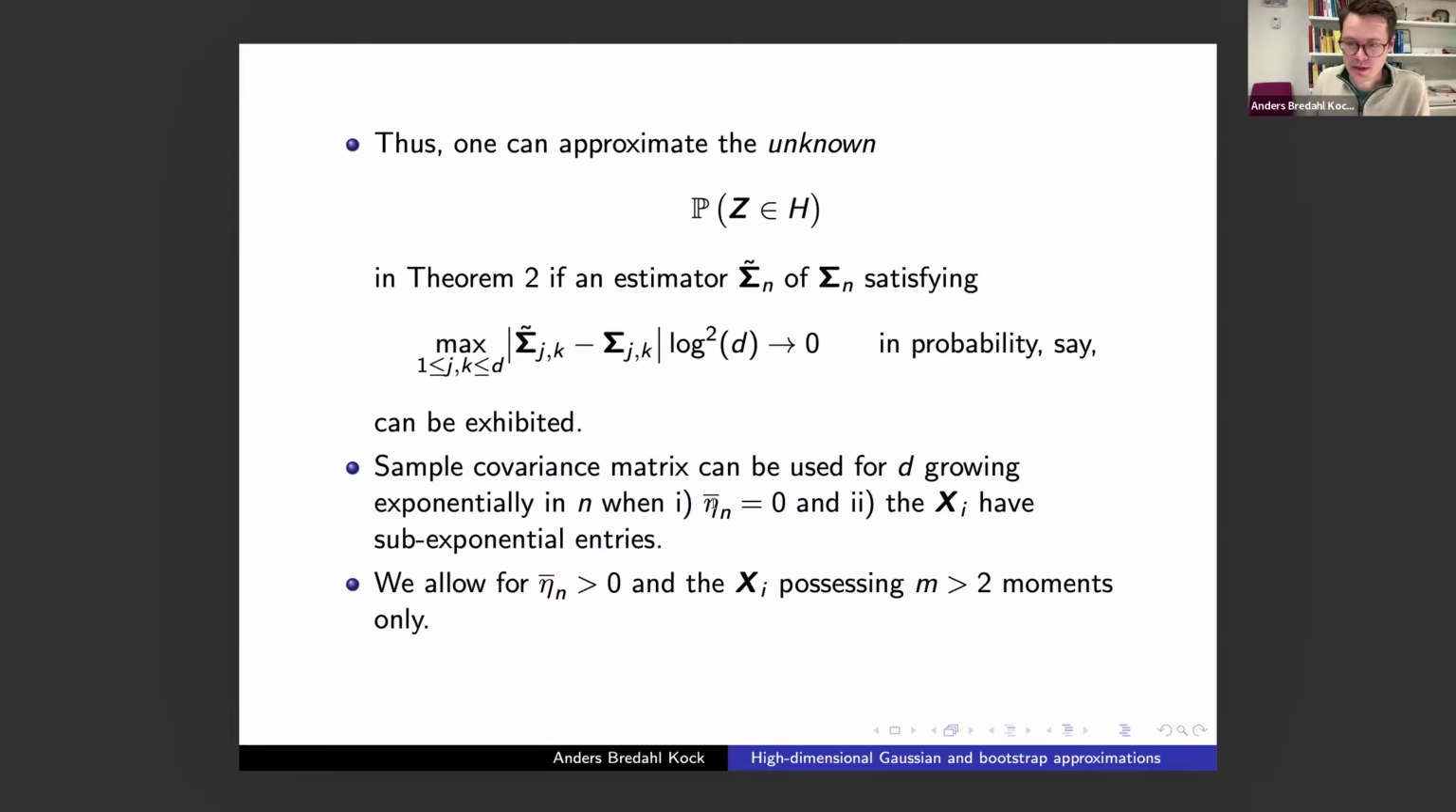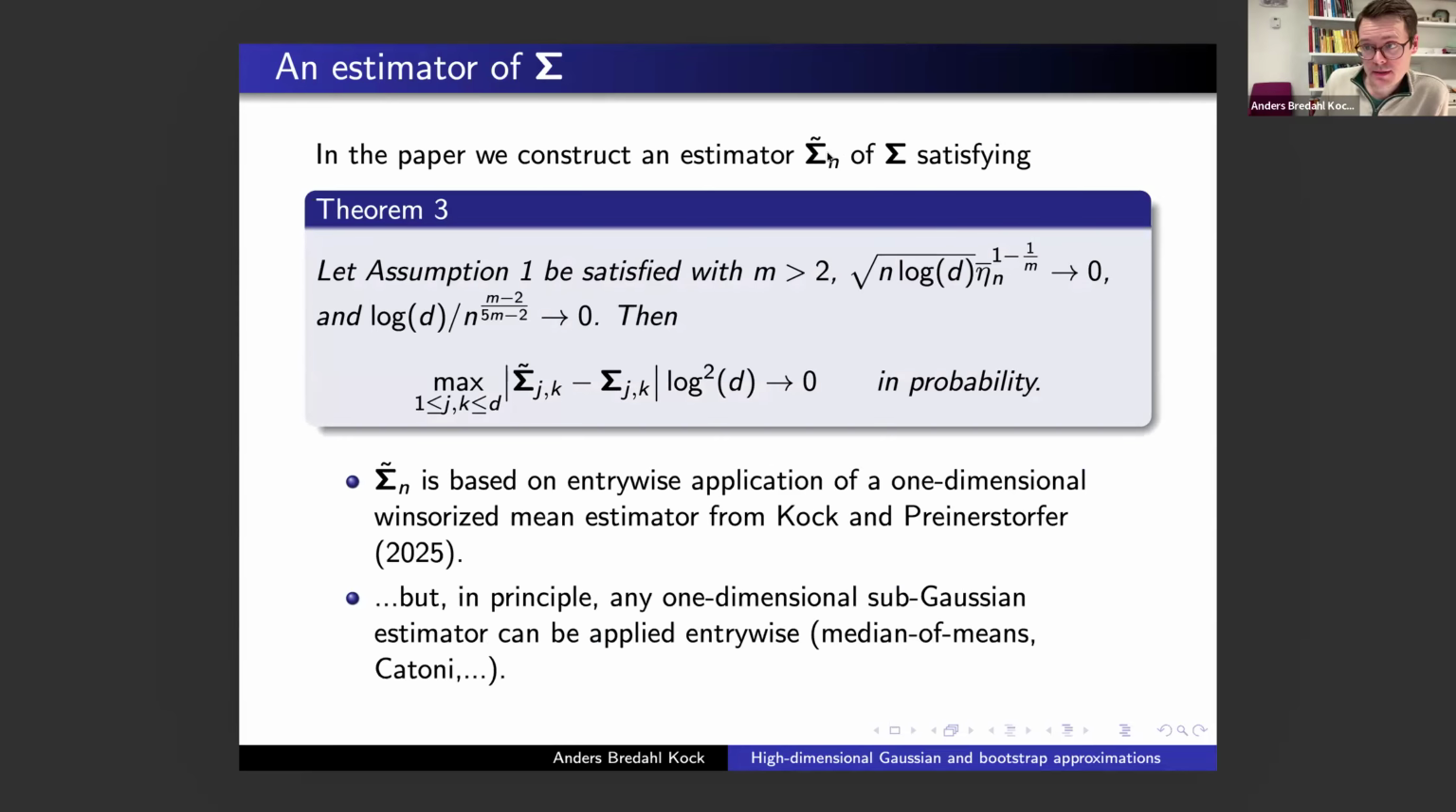However, now we're in a setting where we don't have eta equal to 0, and we are not willing to impose sub-exponential entries of the x's. The whole point of the talk here is to look at the case of heavy tails and potential contamination of the data. So one has to work a little bit harder. And in the paper, we construct an estimator, sigma n tilde of sigma, that does satisfy this convergence in probability. Under the same assumptions as I imposed for the Gaussian approximation result, so there are no new assumptions, this error tends to 0.